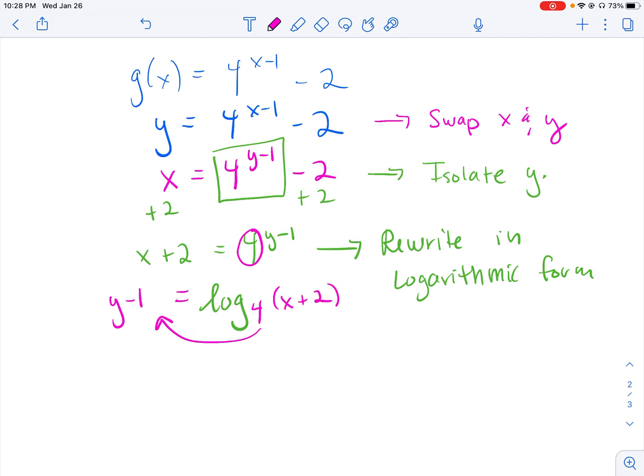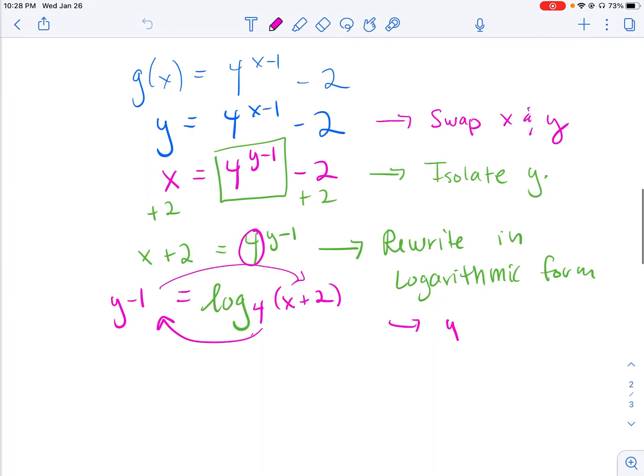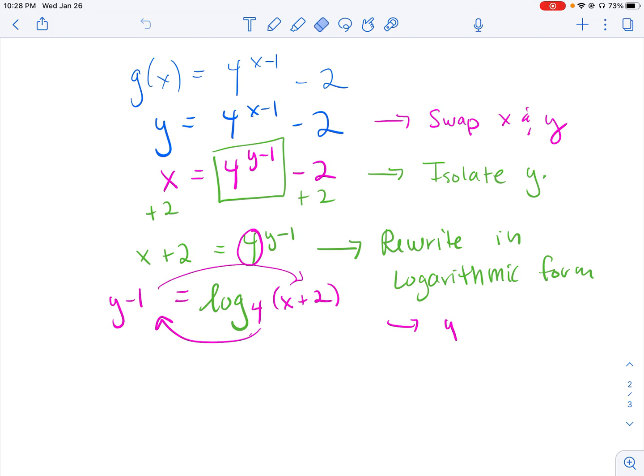So if I wanted to check, I always take the base 4 to the other side of y minus 1, and that should equal x plus 2. So if I do a quick check, I would get 4 to the y minus 1 equals x plus 2. And then I just check that that's equivalent to the previous line, which it is.